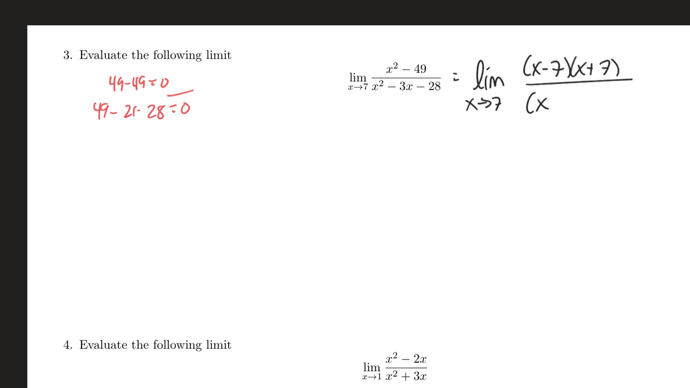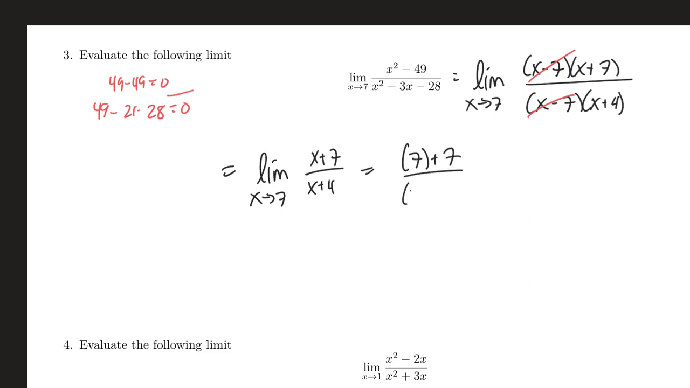Multiply to -28, add to -3 is... what is that? -7 and 4. And something should cancel out because we had 0 over 0. This gives me a new limit expression: x plus 7 on the top, x plus 4 on the bottom. And now that I plug in 7, I don't need to write the limit because that's the evaluating the limit part. I get 14 over 11.